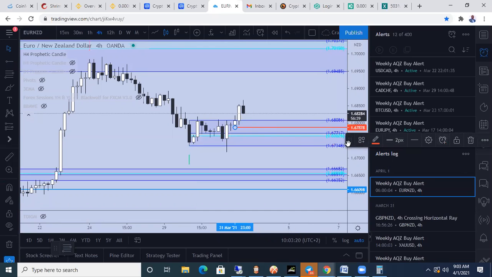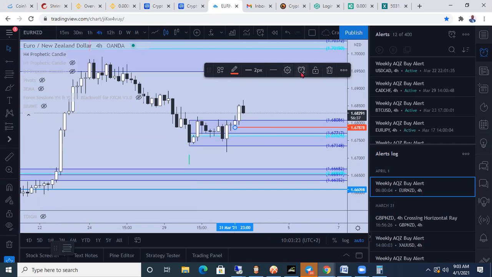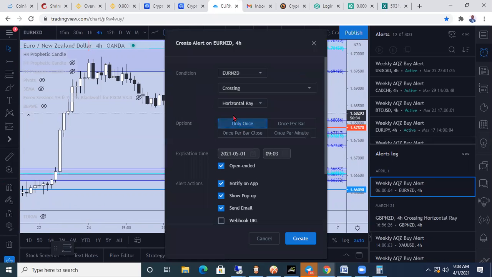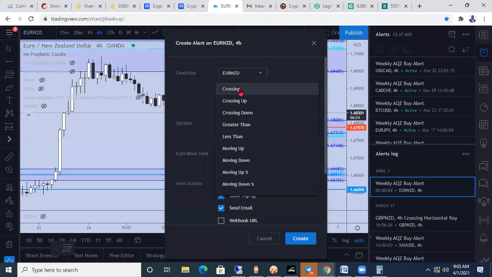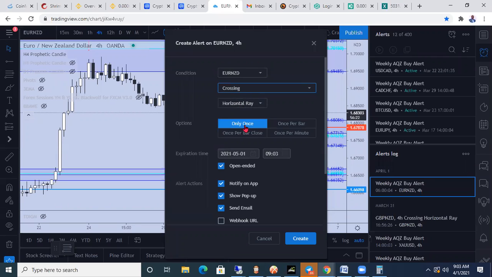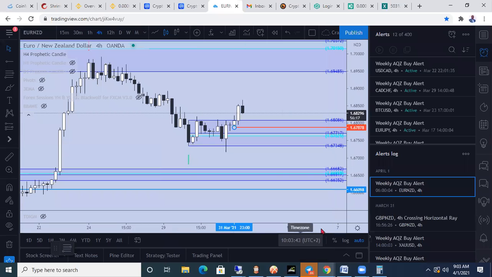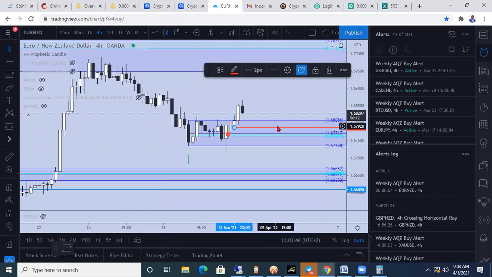So if you click on the horizontal ray, it brings out this. Here you have the alert, add alert to the horizontal ray. Price is array. So Euro NZD condition, Euro NZD price crossing the horizontal ray only once. And I'll create an alert. So this way, if I want to trade using Beat the Bank, I don't have to sit down in front of my screen monitoring this all of the time.